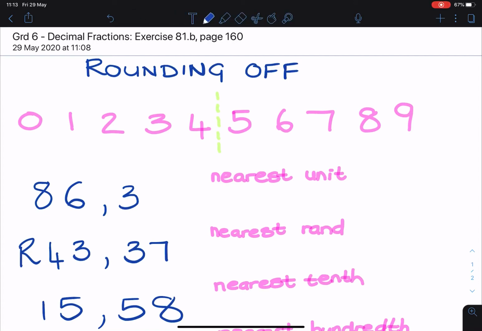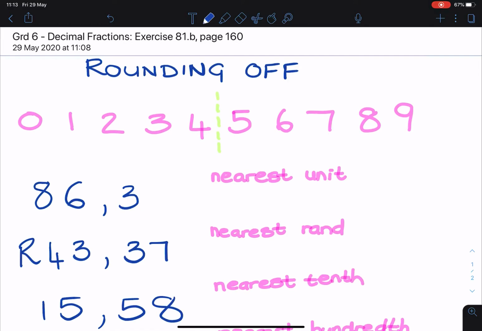Good morning, grade sixes. We're looking at rounding off of decimals today to the nearest unit, the nearest tenth, and the nearest hundredth. Rounding off for decimals works exactly the same way as it did for whole numbers.